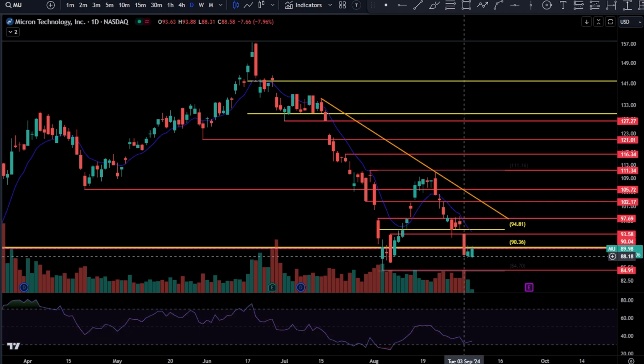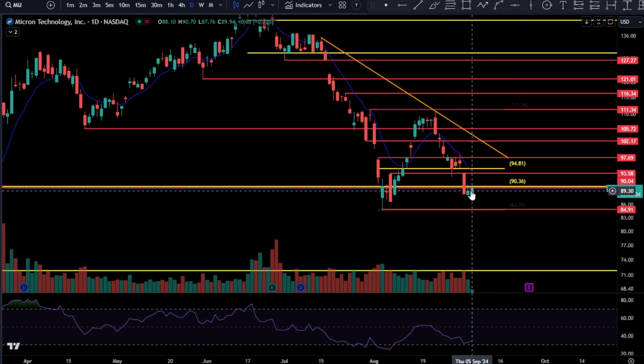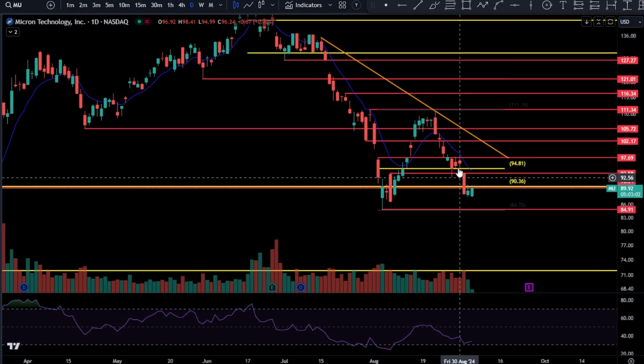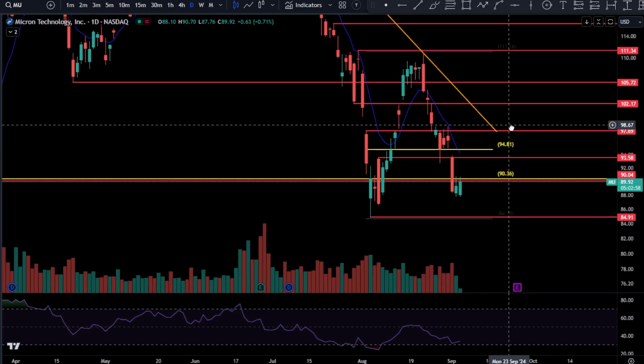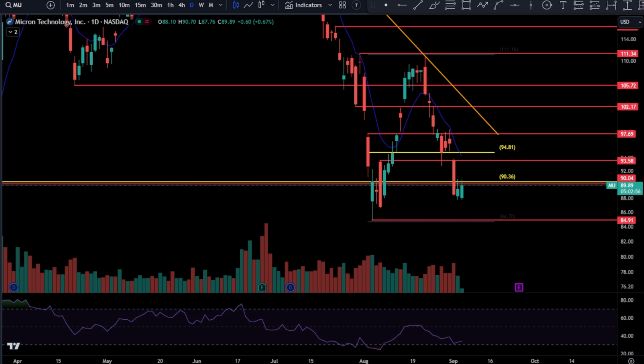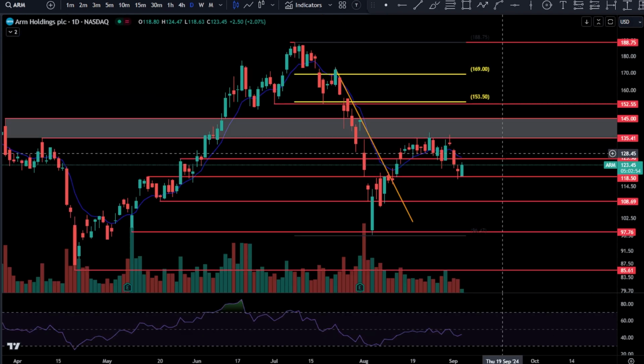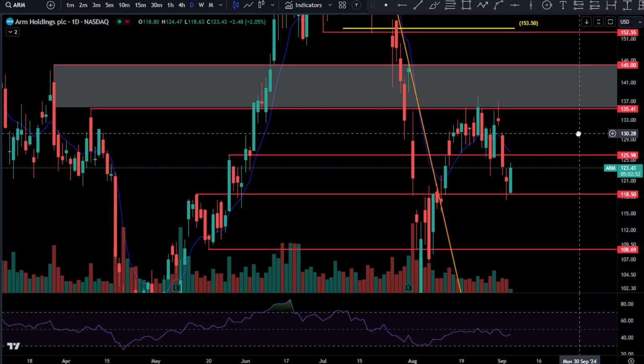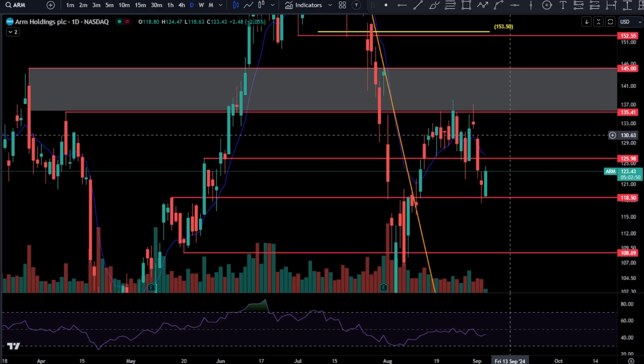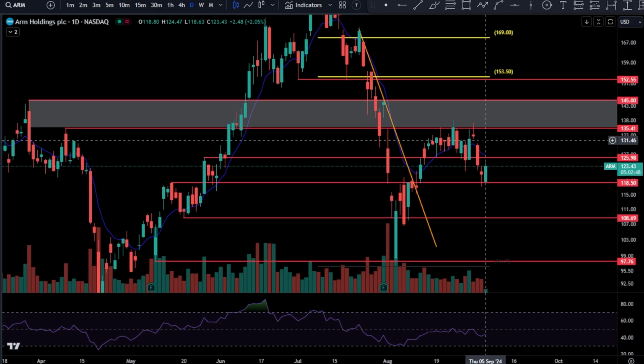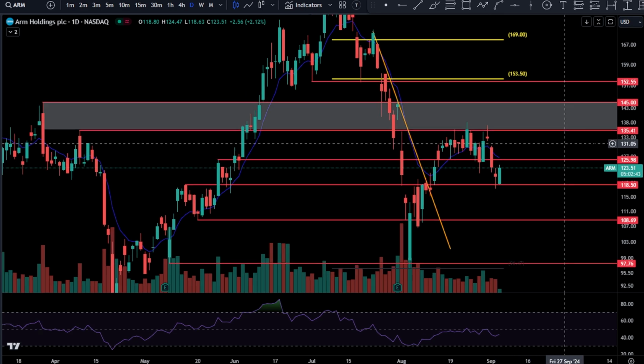MU, all right. I know you're bouncing here, but at the end of the day, you broke under the 0.786 fib. You're probably revisiting 84.91. Boom. All right. ARM bouncing off 118.50 support right there. ARM is honestly so clean. I can't believe I haven't been trading this guy. ARM bouncing off 118.50 support.